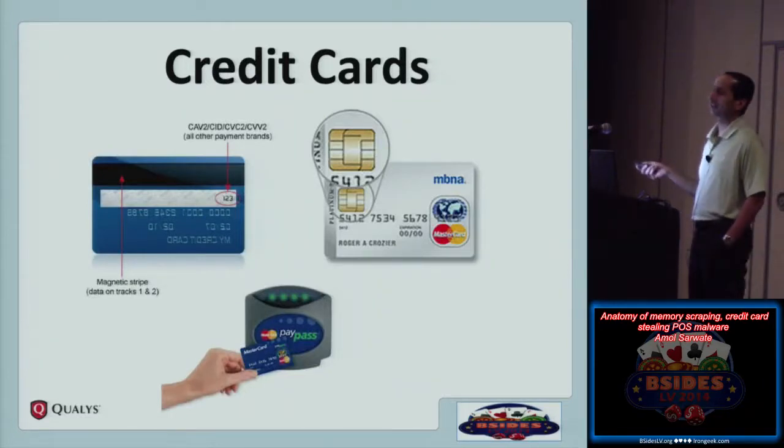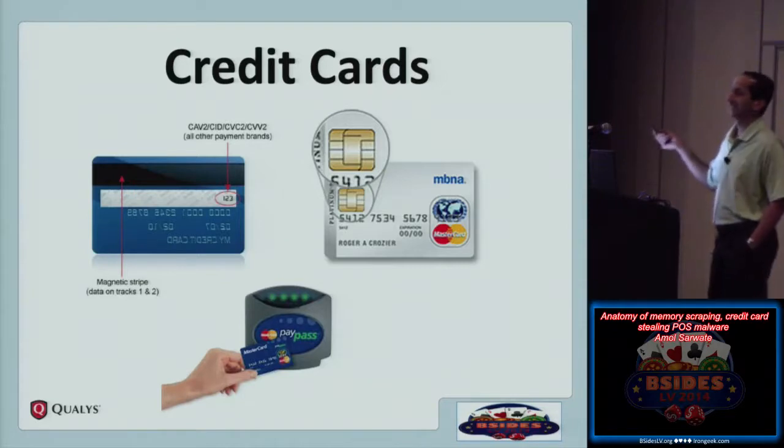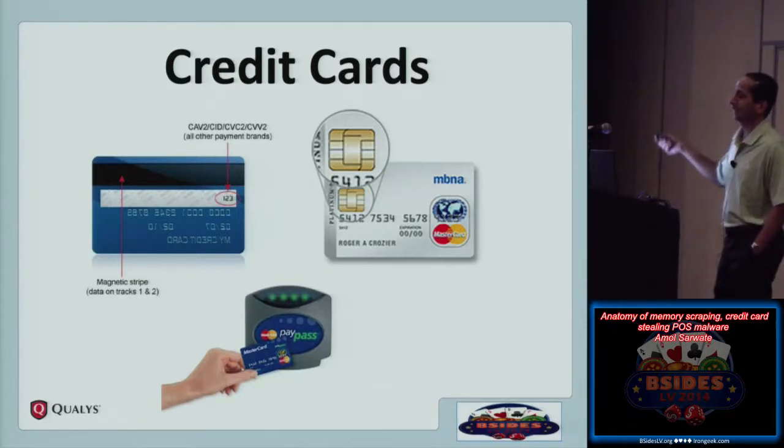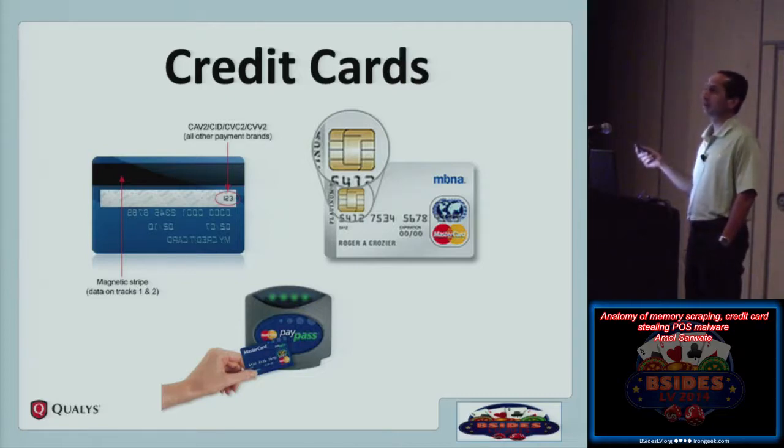Going to credit cards. Now this is a pretty basic slide. Usually there are 3 different types of credit cards. First is your usual magnetic stripe credit card. On the back side of the credit card you have the magnetic stripe, which stores all the information like your credit card number, your name, and the expiry date of the credit card.